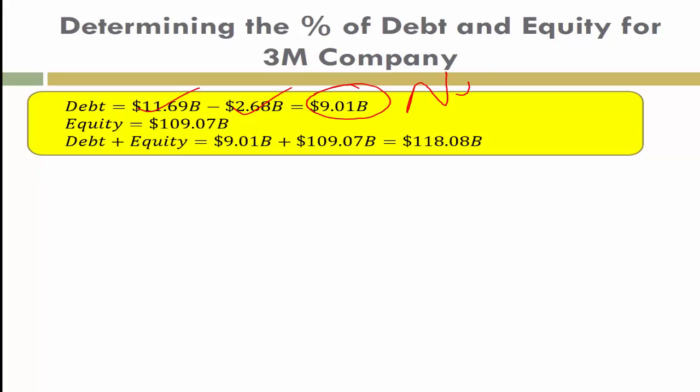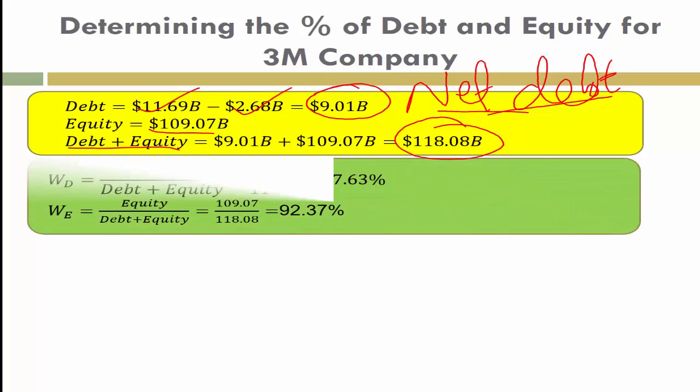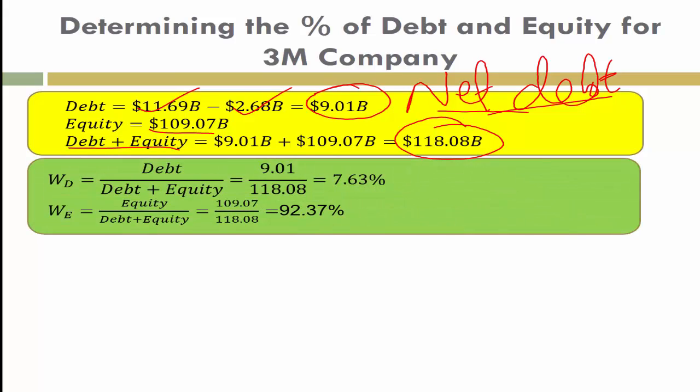Keep in mind, we use net debt, and net debt is always equal to your total debt, which includes the short run plus the long run debt plus the current portion of long run debt, minus the cash. That's the net debt. And equity is the market value, which you calculate by number of shares times the stock price. And the sum of debt plus equity is going to be 118.08 billion.